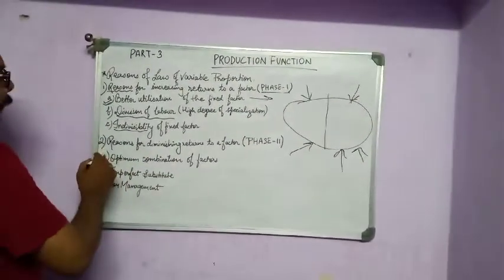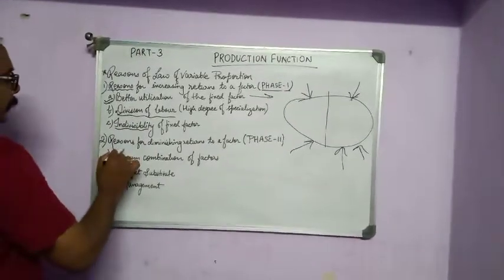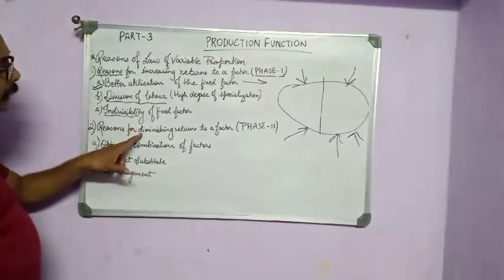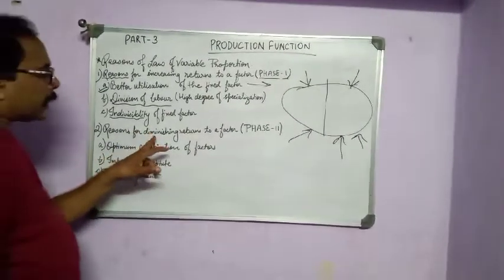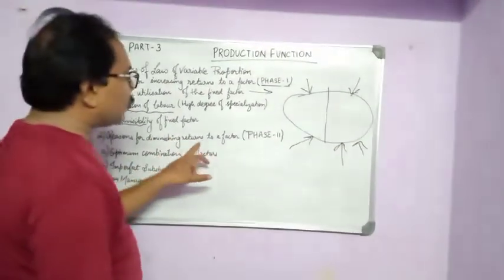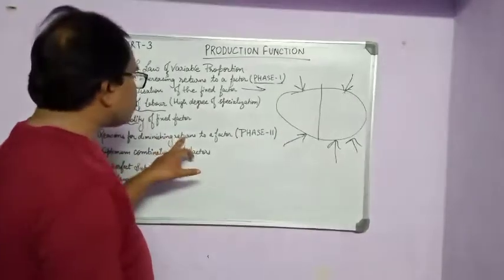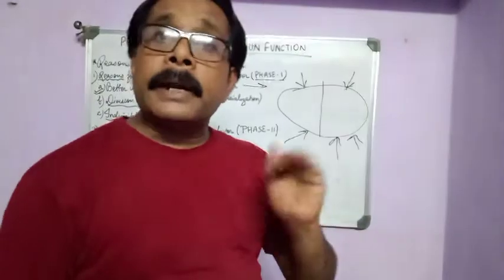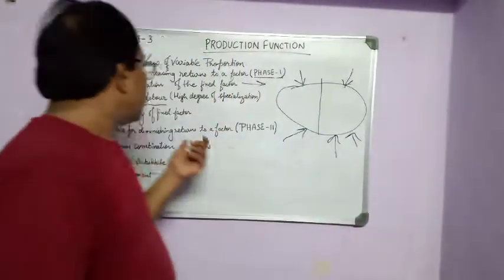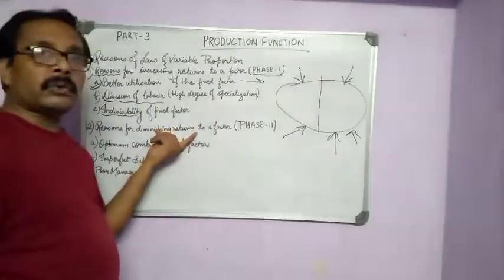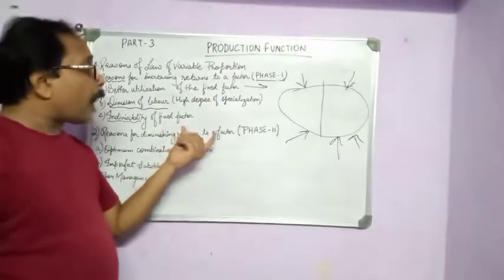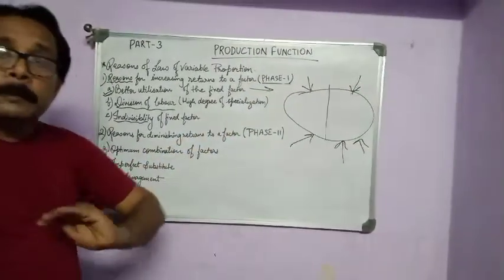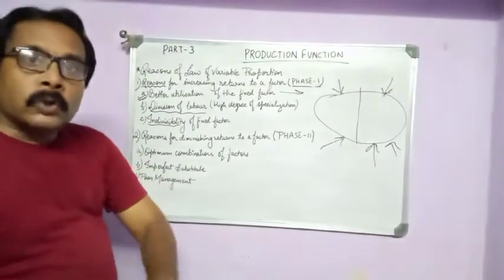Now come to the second phase, reasons for diminishing returns to a factor. It means the second phase is directly related to diminishing returns to a factor. Diminishing returns to a factor means the production is increasing but at a slow rate, and that is known as diminishing returns to a factor. So after reaching the first phase, why does the second phase start? It means production increases at a slow rate.